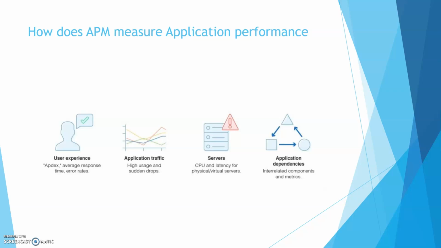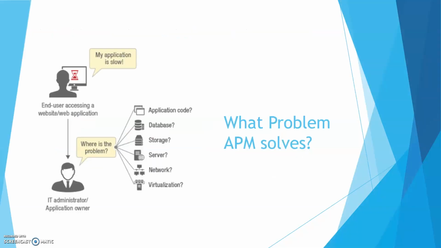Resource consumption of servers in your infrastructure stack should have a typical usage pattern. It should not cross defined thresholds at any given point of time. If it does, then application performance can be impacted. And last comes reliable application dependencies, which means interrelated components should adhere to thresholds. All internal and external dependencies should have a stable response time KPI. So that's how your APM measures application performance.